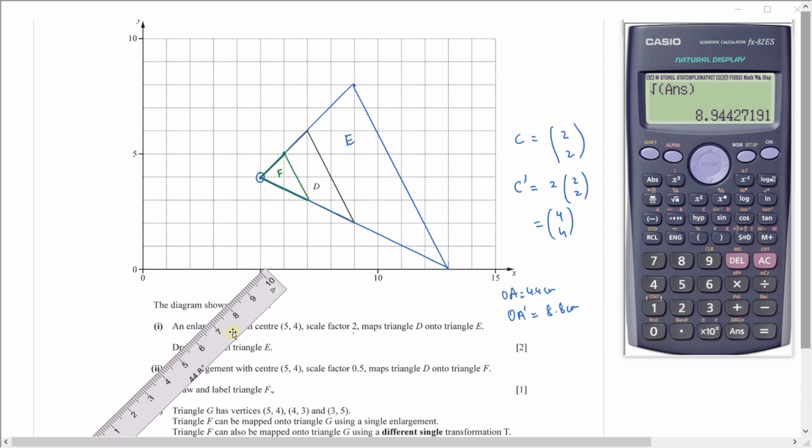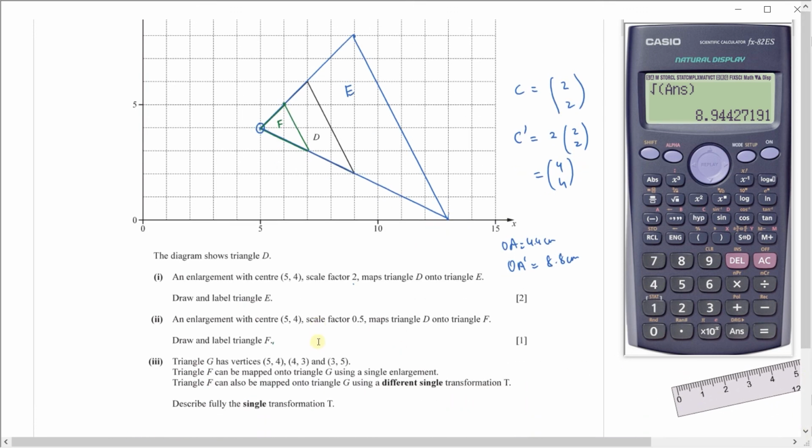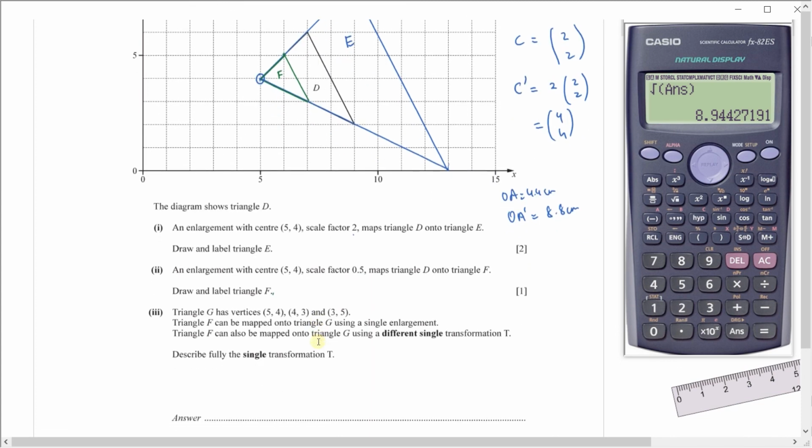So let's move on to the next part here. Let me get this ruler out of the way. Next part is triangle G has vertices these. Triangle F can be mapped onto triangle G using a single enlargement. Triangle F can also be mapped onto triangle G using a different single transformation T. Describe fully the single transformation T.